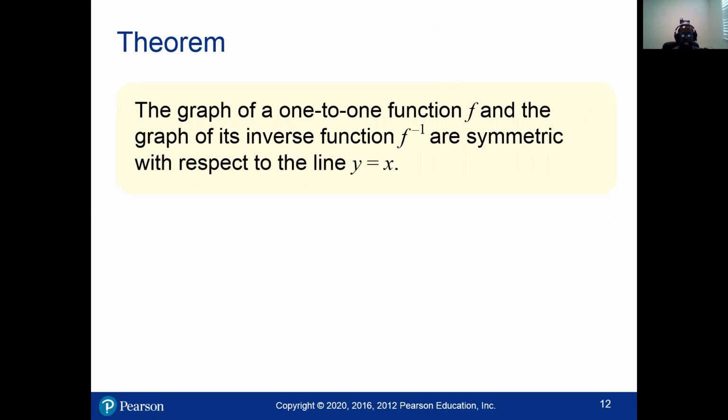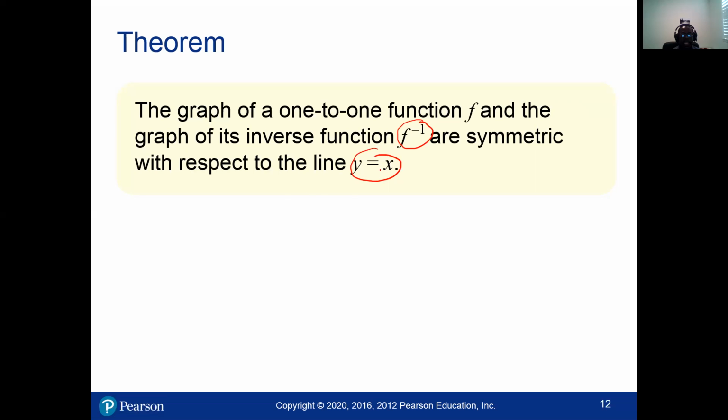So the theorem says that the graph of a one-to-one function f and the graph of its inverse function are symmetric with respect to the line y is equal to x. We denote the inverse of a function f like this, f inverse, and it is symmetric with respect to the line y is equal to x.